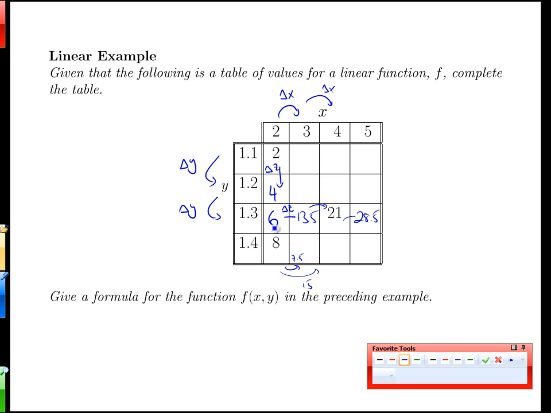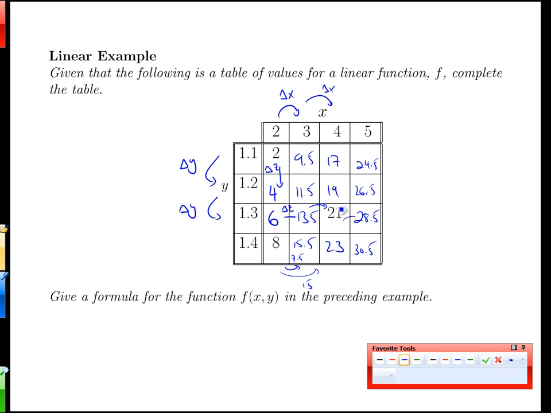Every time I move down, I go up 2. Every time I move up, I go down 2, rather. Or going left to right gives me an addition of 7.5. We can get these numbers whichever way seems easiest to us. I like the 2s because they're easier to work with. And last but not least, we can go up 2 here, down 2, down 2, and that would be up to 15.5.